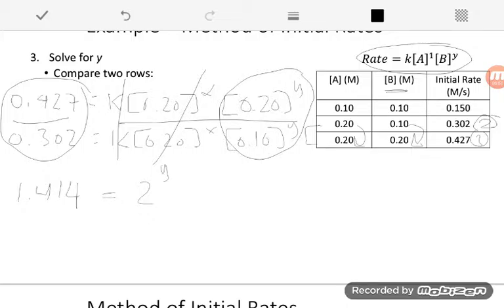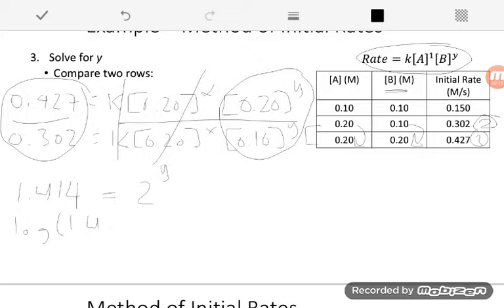Now this one's not as obvious as what we had last time. It just doesn't come to mind, 2 raised to what power gives me 1.414. So if you're ever not sure, if you can't just look at it and tell, what we're going to use are logarithms. We're going to take the log of both sides.